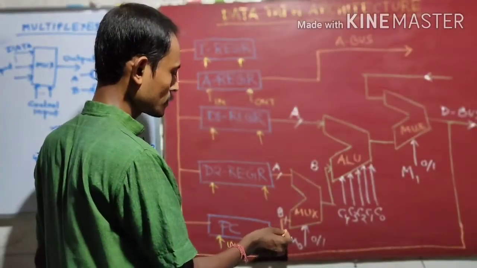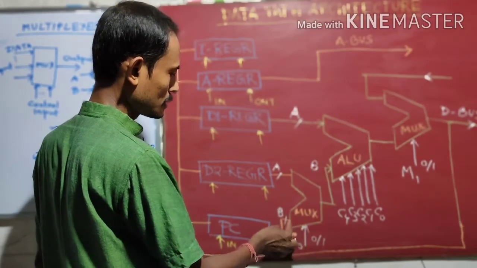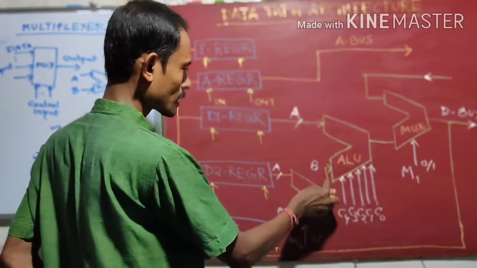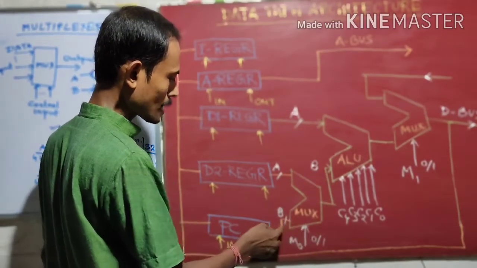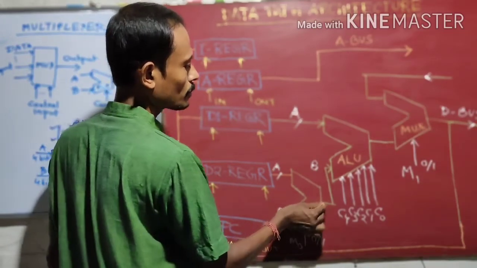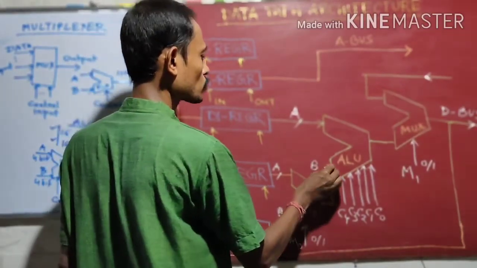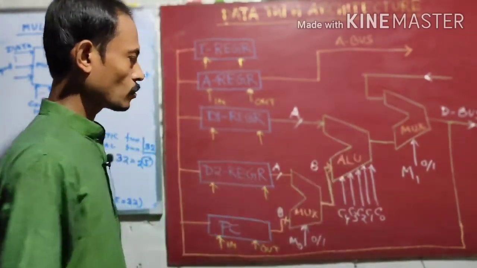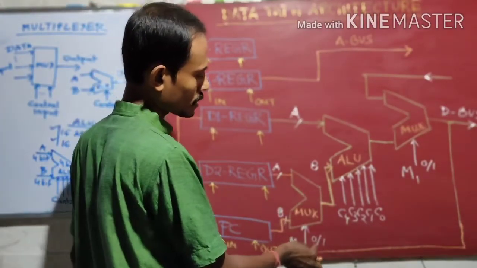Now suppose there is a multiplexer with inputs A and B. On the basis of the control signal, either of these can be chosen as the output. Suppose there is a control signal such that the output of the PC goes out from this multiplexer, and it goes to one leg of the ALU. So suppose this multiplexer control signal may be 0 or 1.